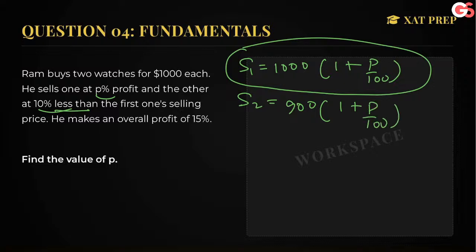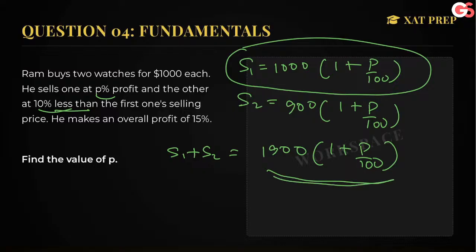Okay, we got this much. So overall profit of 15%. So S1 plus S2, if I add these two, I'll get 1900 times 1 plus p by 100. And overall profit he has made is 15%. Clear? Find the value of p. So this value, of the total cost price, which was 2000, there were 2 watches, 2000 multiplied by 1.15 is the value of 1900 times 1 plus p by 100.